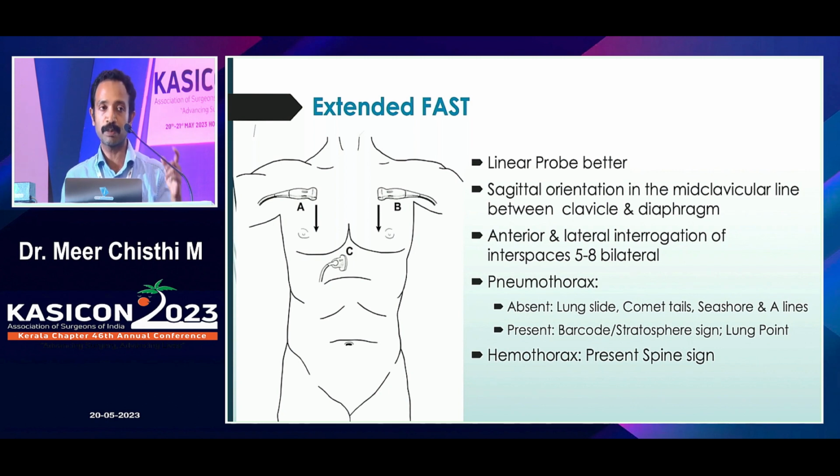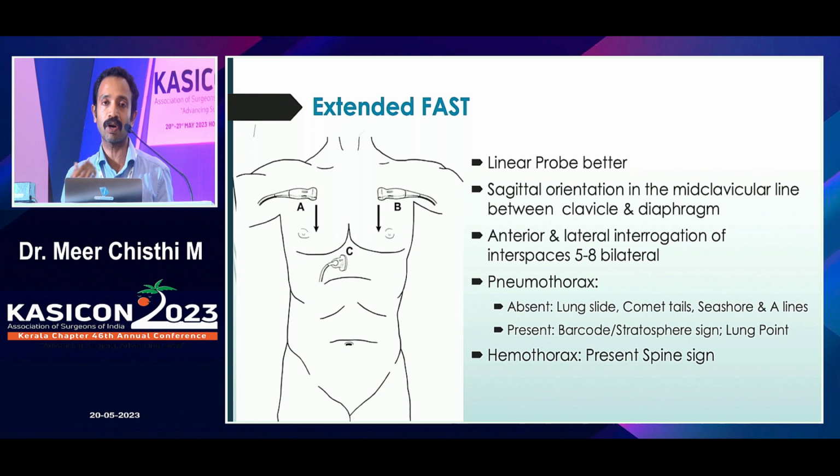Once having finished your abdomen assessment, you are now going to look at the chest also. For this, preferably a linear probe is used, and you are going to look for presence or absence of pneumo or hemothorax. Pneumothorax is basically diagnosed by absence of normally present lung signs. In normal lung, you will see some definite signs which include the lung sliding sign, the comet tail artifact, the seashore appearance, and the A-lines. Absence of these means you should suspect a pneumothorax.